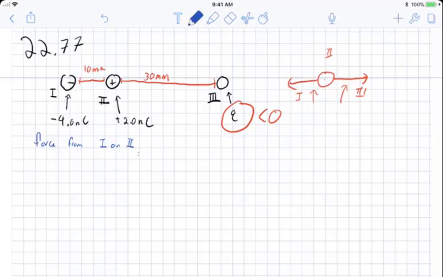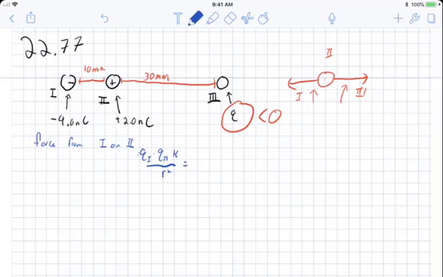We know that they're collinear. They're all along the same straight line, and so you don't have to work that hard. You don't have to do all that unit vector jazz. You can just insert the signs by hand. So Q1, Q2, K over R squared.